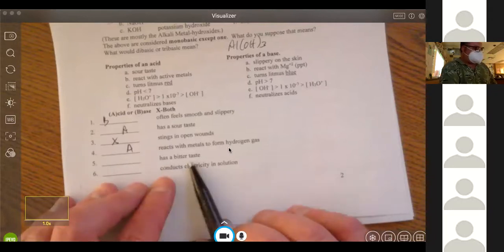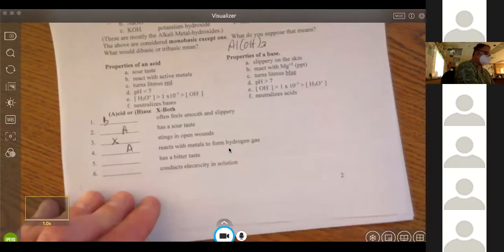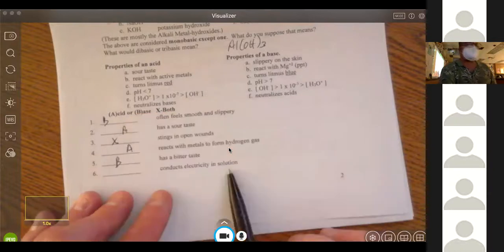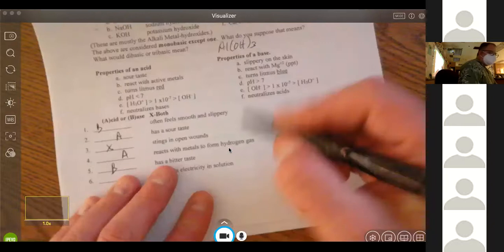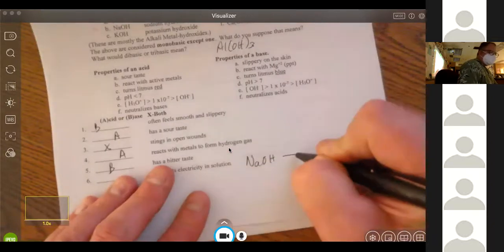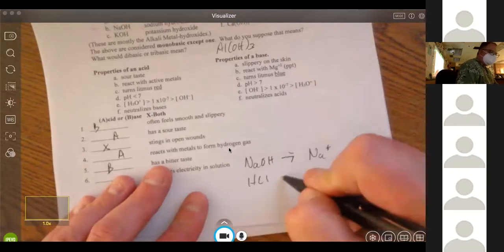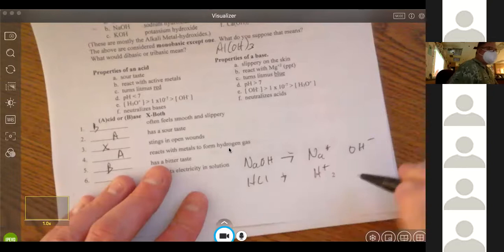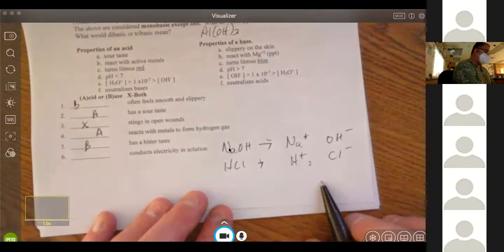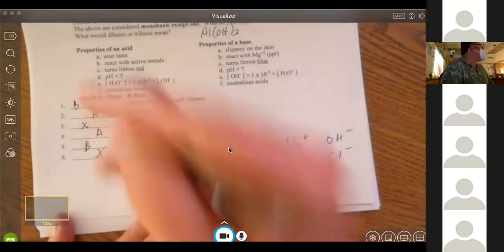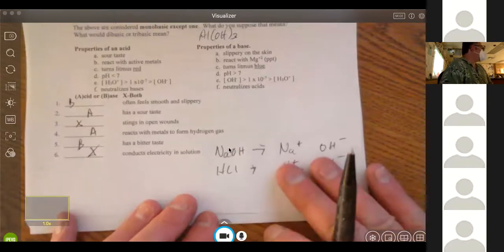Has a bitter taste. This is why the babysitter would rub the soap on your tooth. Base. Conducts electricity in solution. Well, let's take a look. Sodium hydroxide and water will break into sodium ions and hydroxide ions. HCl and water will break into hydrogen ions and chlorine ions. Ionic compounds dissolved in water or molten allow the transfer of electrons because you have the free moving ions. So it's both.